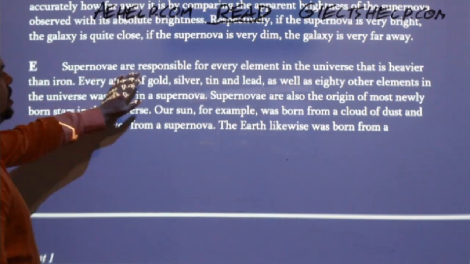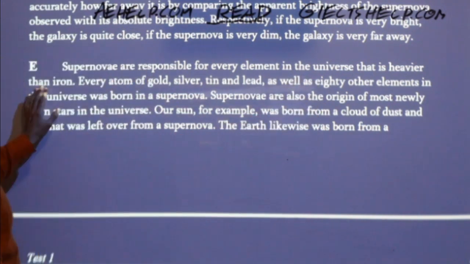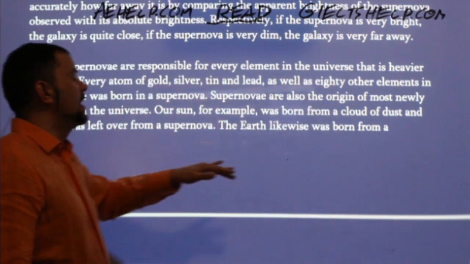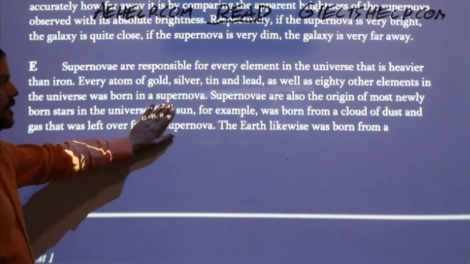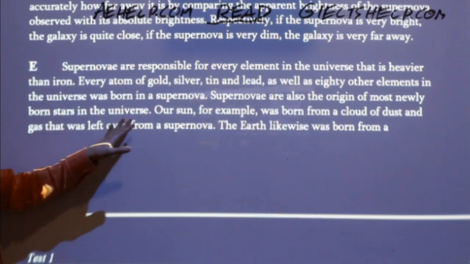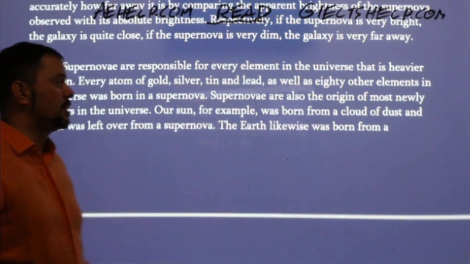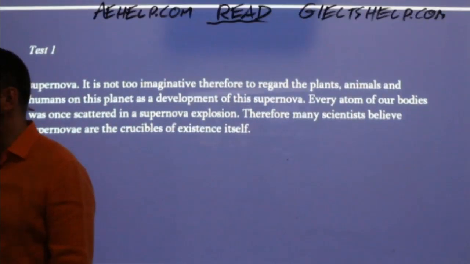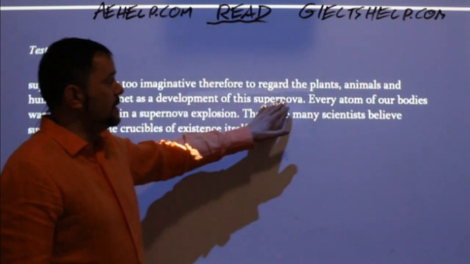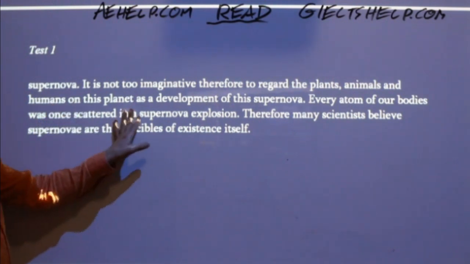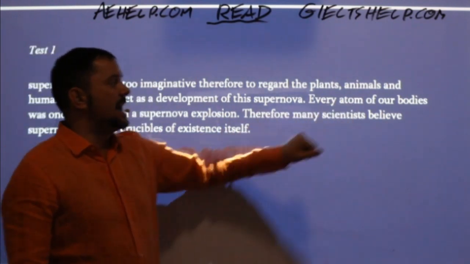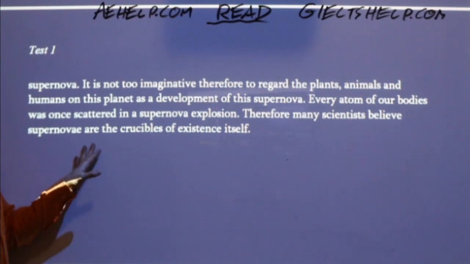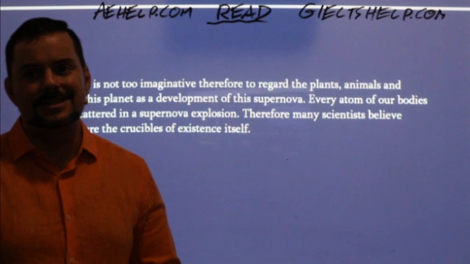E. Supernovae are responsible for every element in the universe that is heavier than iron. Every atom of gold, silver, tin, and lead, as well as 80 other elements in the universe, was born in a supernova. Supernovae are also the origin of most newly born stars in the universe. Our sun, for example, was born from a cloud of dust and gas that was left over from a supernova. The Earth, likewise, was born from a supernova. It is not too imaginative, therefore, to regard the plants, animals, humans on this planet as a development of this supernova. Every atom of our bodies was once scattered in a supernova explosion. Therefore, many scientists believe that supernovae are the crucibles of existence itself.